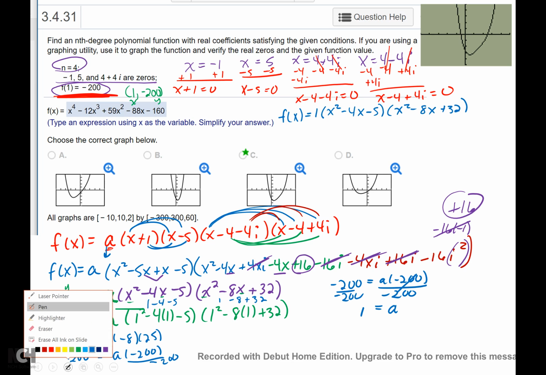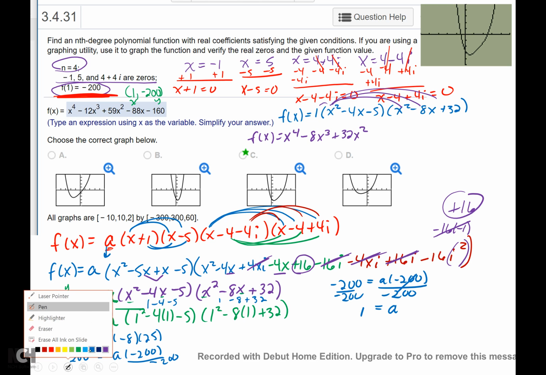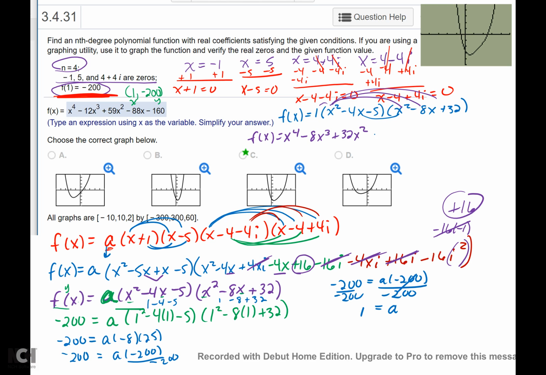So now to get my polynomial, I'm going to multiply my leading coefficient, which multiplying by 1 doesn't do anything. So now I'm going to multiply these two. So x squared times x squared is x to the 4th. X squared times negative 8x is negative 8x cubed. X squared times 32 is 32x squared. Negative 4x times x squared is negative 4x cubed. Negative 4x times negative 8x is positive 32x squared.